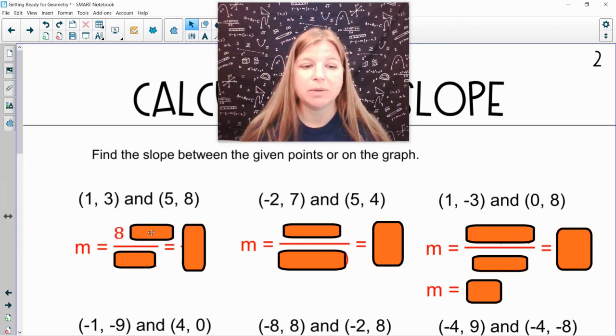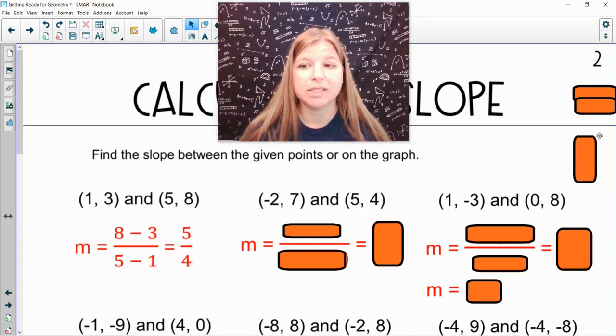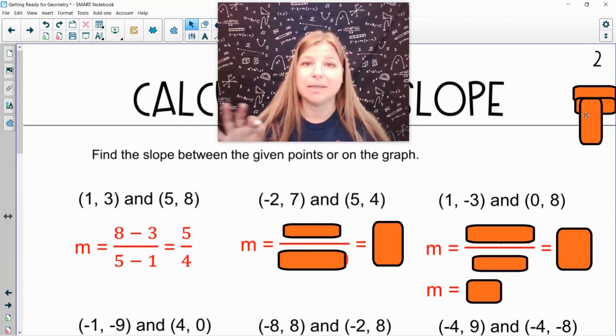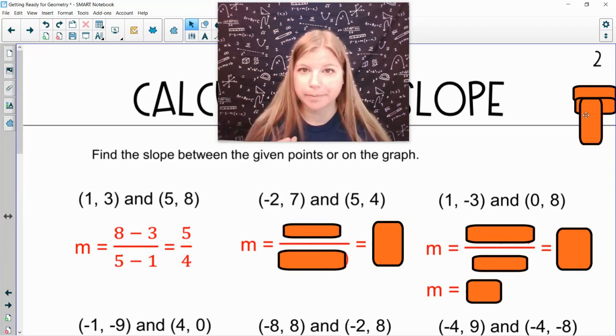So I'd start this by doing 8 minus 3 divided by, and then I subtract my x values, 5 minus 1. So x sub 2 minus x sub 1, 5 minus 1. Then we simplify this. 8 minus 3 is 5, 5 minus 1 is 4, and that's my slope, 5/4. I can't simplify it any further, and remember, we like to keep things in simplified improper fraction form. Next one, same exact idea. I'm just plugging my numbers in carefully.